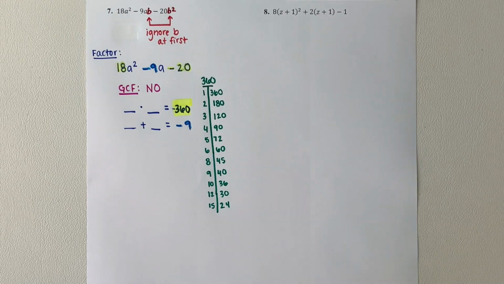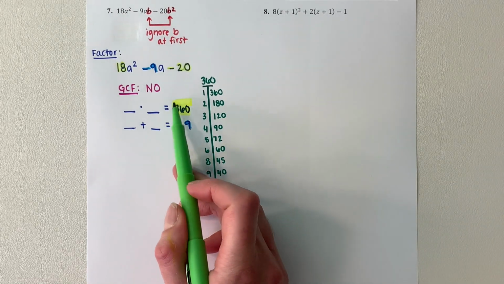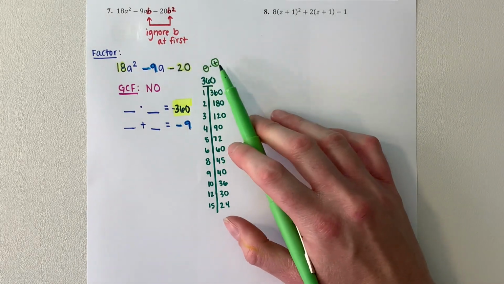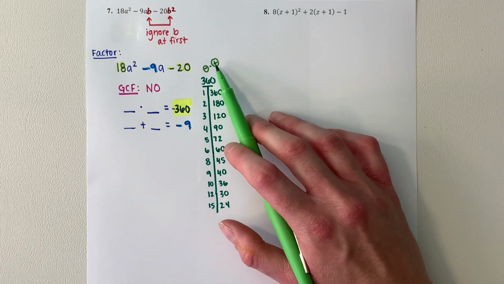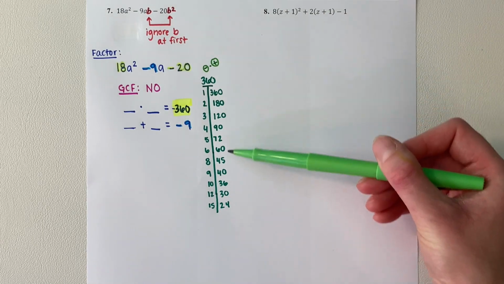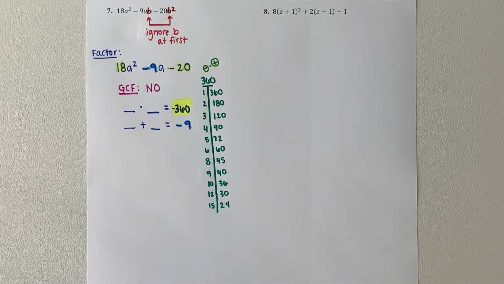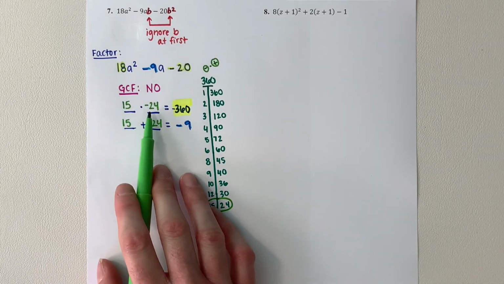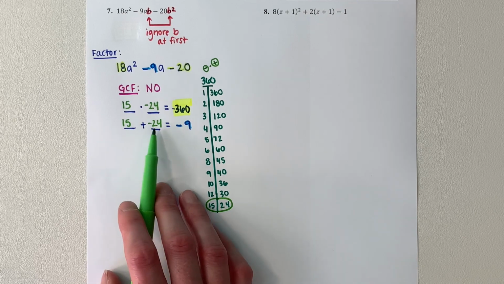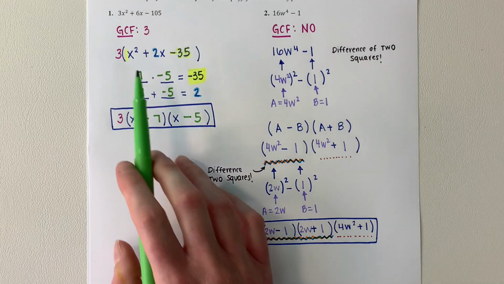Now, since we need our numbers to multiply to give us negative 360, one of the numbers in each pair will have to be negative and the other will have to be positive, because a negative times a positive will give us a negative. So keeping in mind that one number in each pair must be negative, which of these pairs also adds to give us negative 9? That would be 15 and 24, because 15 times negative 24 gives us negative 360, and 15 plus negative 24 gives us negative 9. Now let's look back at problem 1 for just a minute.